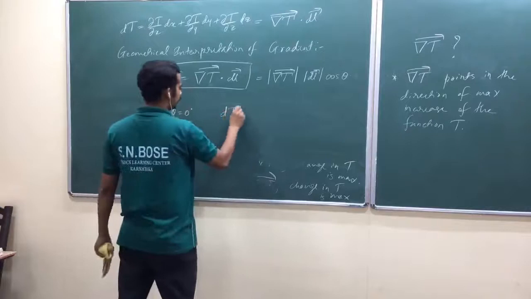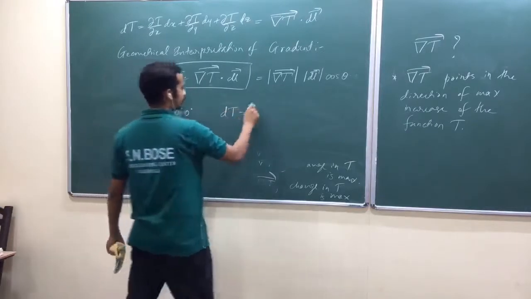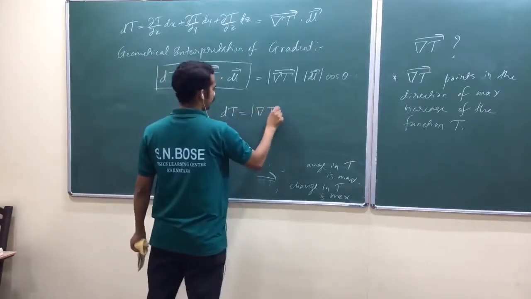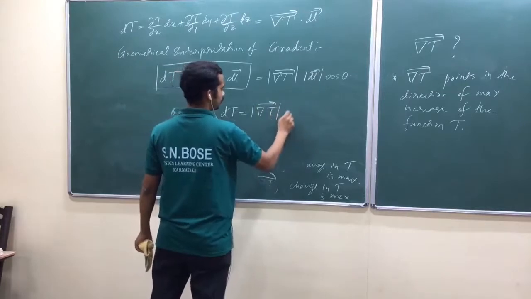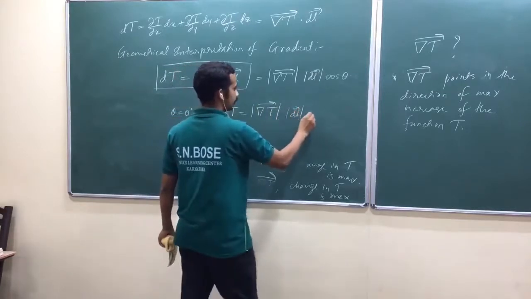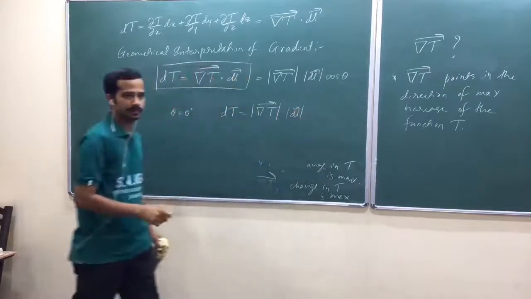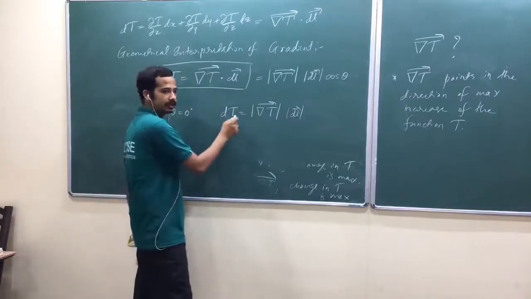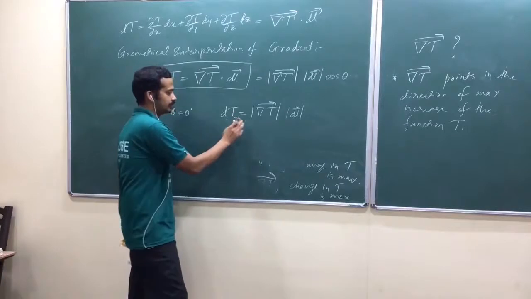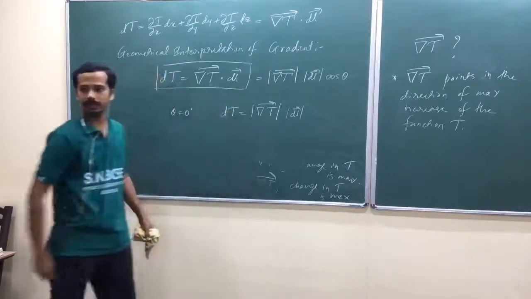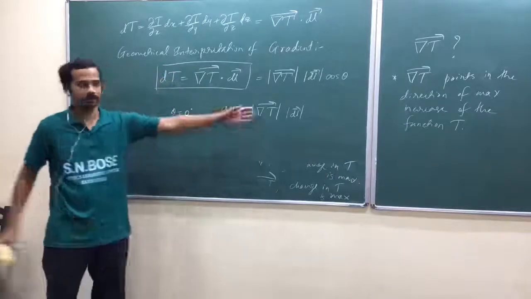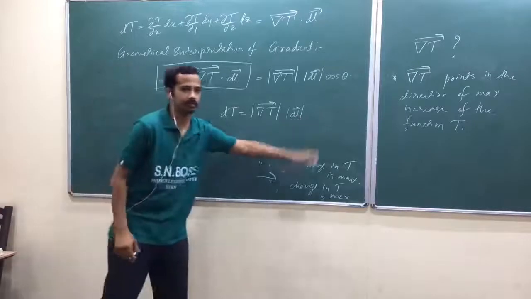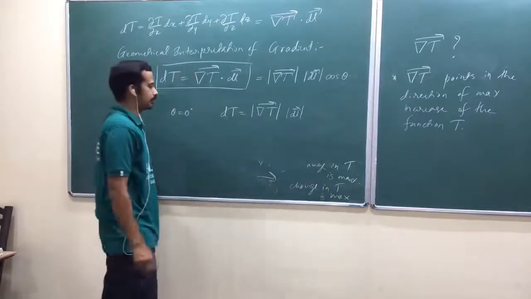So now look at here. dT is equal to, in that case, I can write mod of gradient of T into mod of dl into cos 0, which is 1. Am I right? But it is maximum. This is a maximum change. So can I say like that? This whole thing is maximum change, because that's what we have done in the earlier step. Cos 0, that's maximum value.